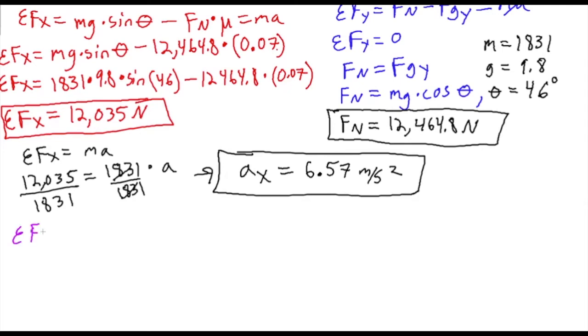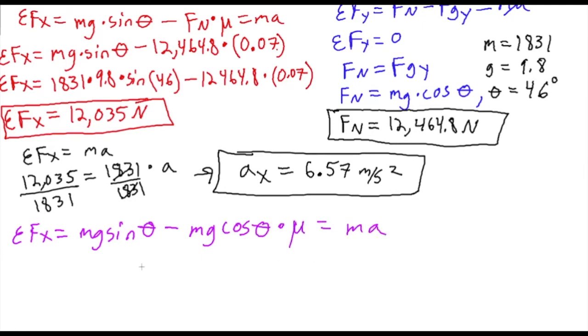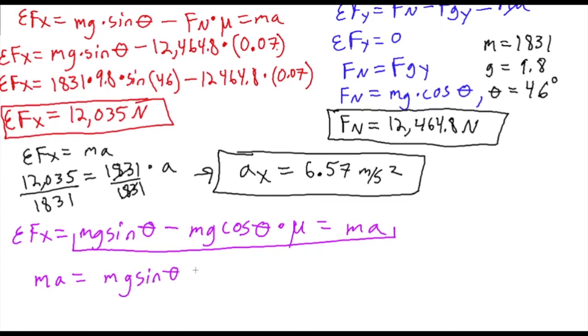So net force in the x direction is equal to mg sine theta minus force normal. Well, force normal was just equal to mg cosine theta times the coefficient, which equals mass times acceleration. We're concerned with how mass is going to impact acceleration, so we're going to take this part of the equation. By doing that, we see that mass times acceleration is equal to mass times gravity times sine theta minus mass times gravity times cosine theta times mu. You should notice that there's a mass in each variable.